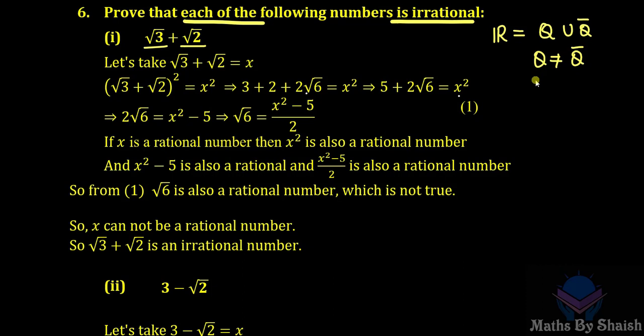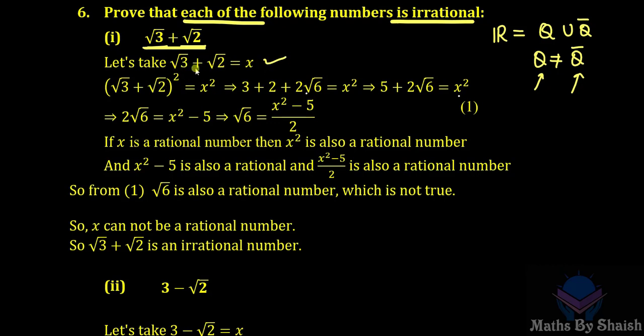So in this first type, we can see it is an irrational number because we have the sum of two irrational numbers. But if we need to prove it, we will prove by showing that if we take this as a rational number, then we will get one side as rational and another side as irrational, meaning rational will be equal to irrational. That is the contradiction. So here let's take this root 3 plus root 2 as x.